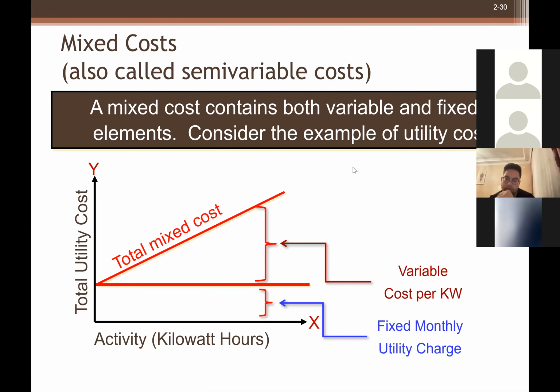Hello class, welcome back after the short break. Okay, we were talking about cost behavior. We talked about fixed cost and variable cost, and now we will talk about mixed cost. We also call this semi-variable cost, right? The other name of mixed cost is semi-variable cost. So mixed cost is basically the mixture of both fixed cost and variable cost.